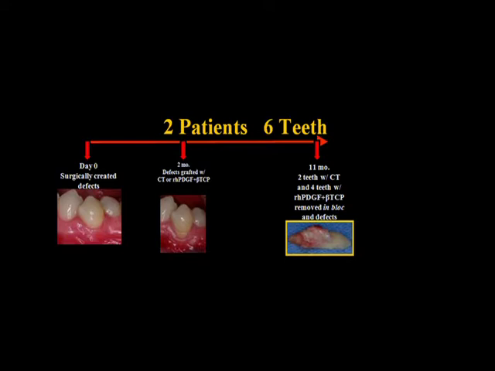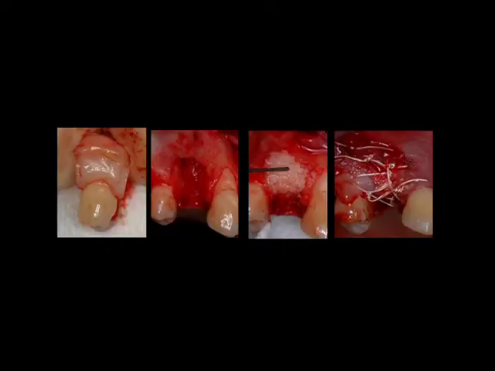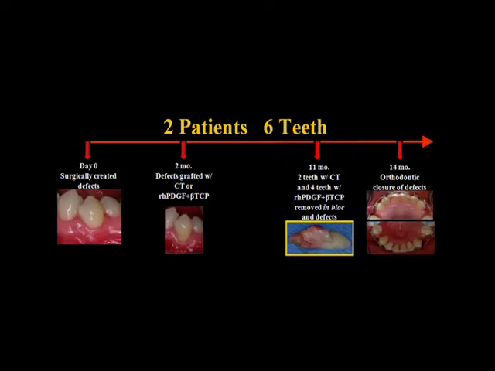And so at 9 months later, or 11 months from day 0, we removed the tooth in block. 1 tooth in each patient had received connective tissue as a control, and the rest received the PDGF graft. We then closed those defects where we took the teeth out with mineralized freeze-dried bone and PDGF, and then the patient went into orthodontic therapy, and the defects were closed orthodontically.